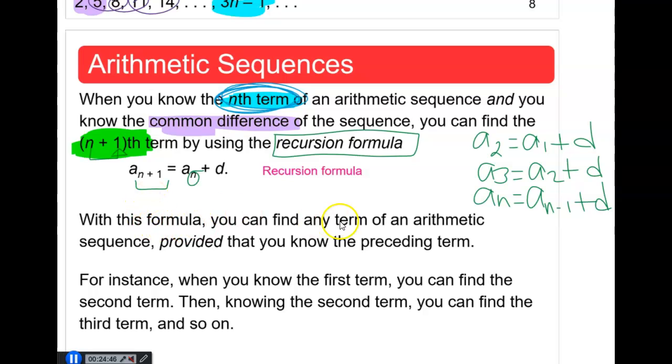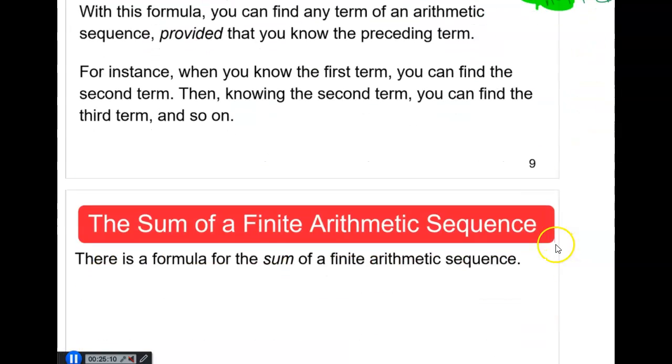So with this formula, you can find any term of an arithmetic sequence provided that you know the preceding term, the one before, just like we can see on these examples. For instance, when you know the first term, you can find the second term, then knowing the second term, you can find the third, and so on, just like we did on this example here.